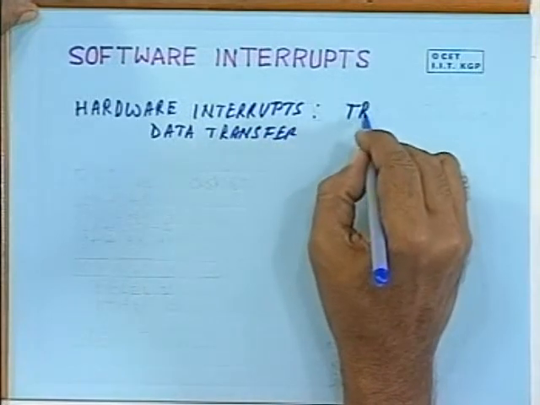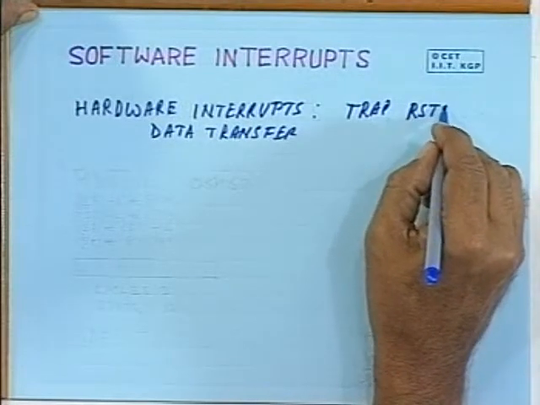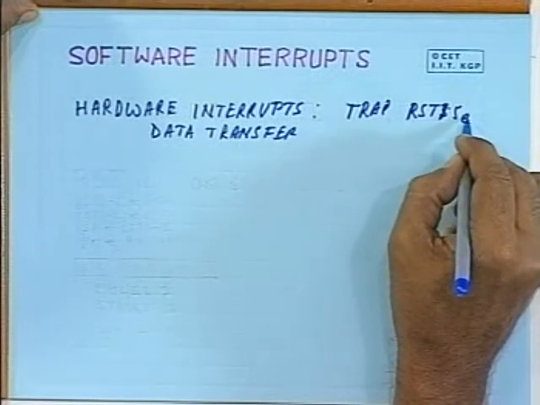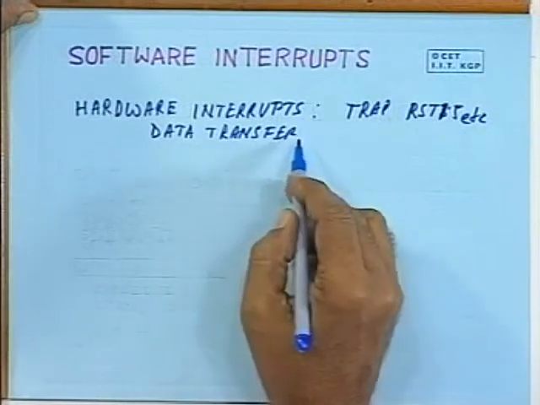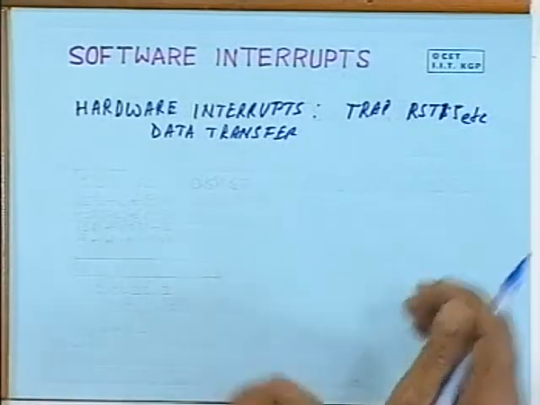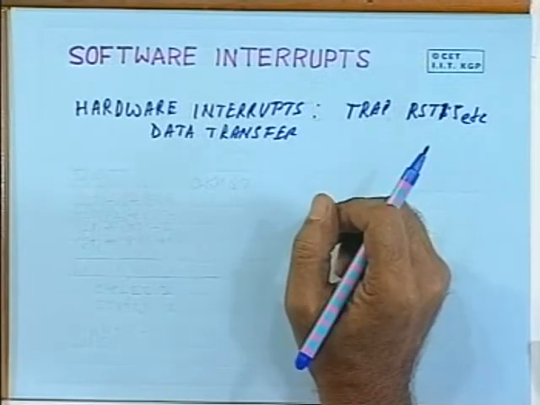And TRAP, RST 7.5, etc. These are all hardware interrupts and commonly used for interrupt driven data transfer. Now there is another type of interrupts which are known as software interrupts. What is the function of software interrupts?